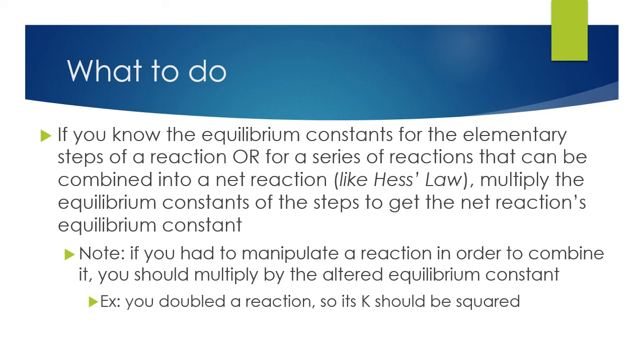Please note, if you had to manipulate a reaction when you are doing this combining, then when you do the multiplication, it should be by the altered equilibrium constant that you need. For example, if you double the reaction before adding it together with others, then the K that you're putting in for this multiplication should be the K squared, not the original K before you did your alteration.